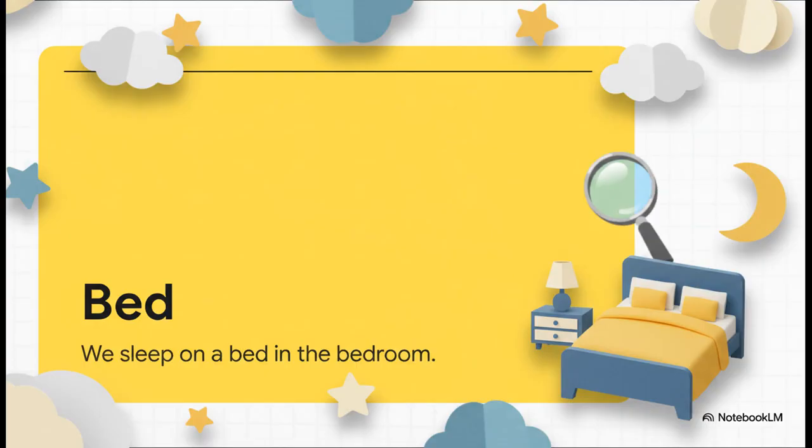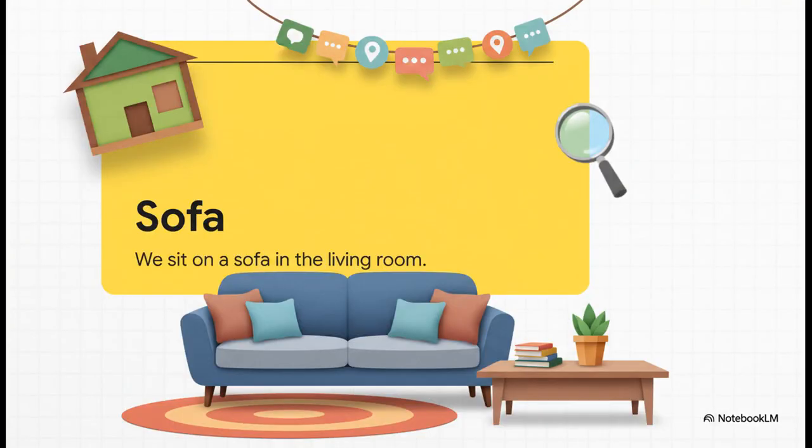Now let's peek inside these rooms. In the bedroom, what's the star of the show? The bed, of course. And its purpose is right there in how we describe it. We sleep on it. It's simple, it's direct, and it's pretty much essential. All right, let's wander into the living room. The main piece of furniture here is usually the sofa. And just like the bed, we know exactly what it's for. We sit on it. It's that central spot for everyone to gather.